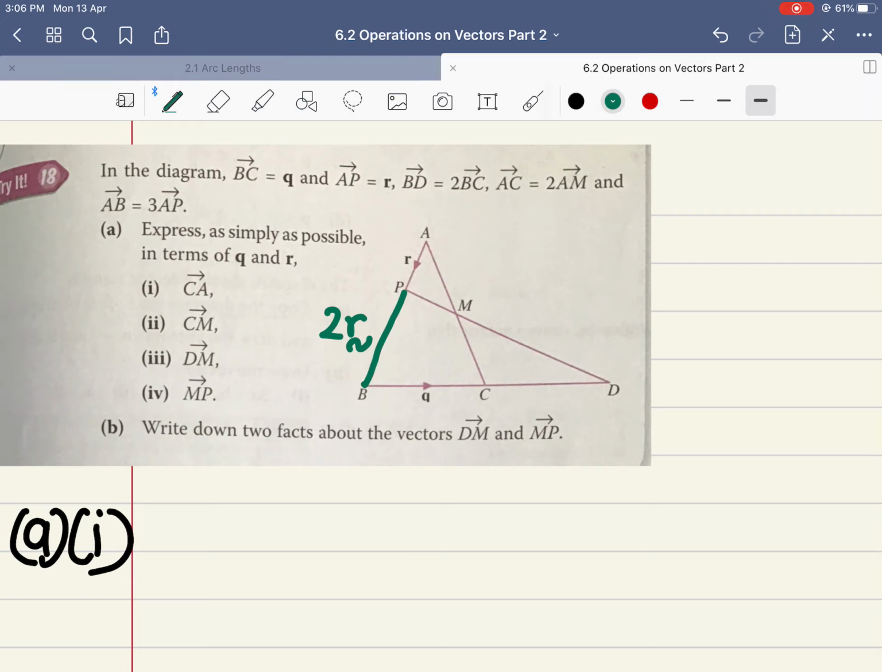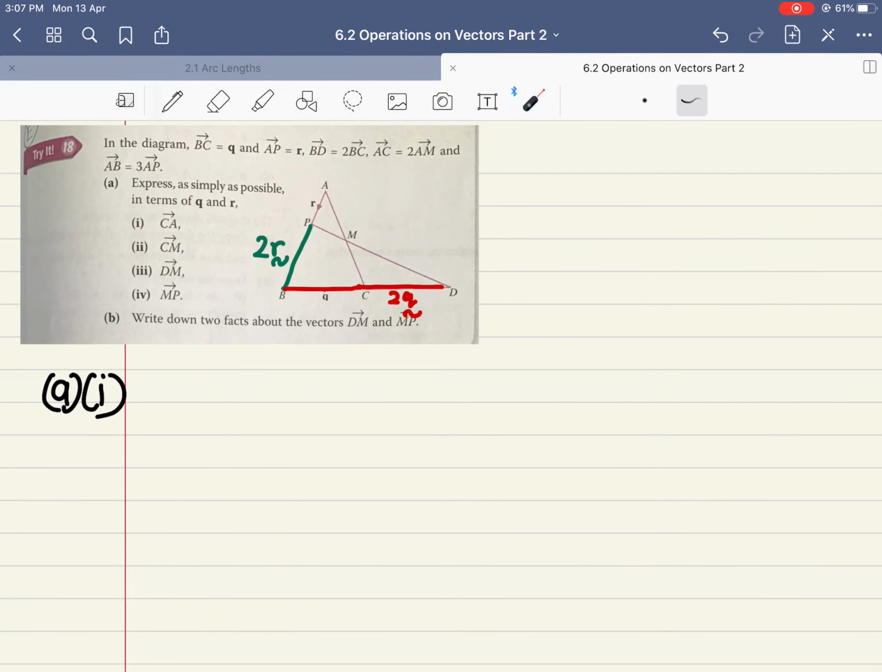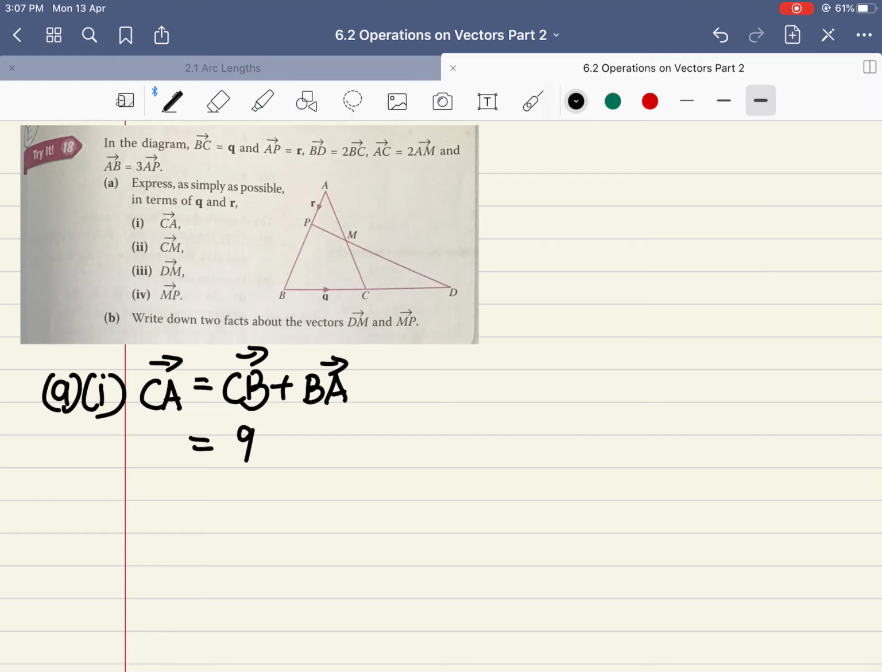Then I also know that AC is 2 of AM. That one I have no idea. BD is equal to 2 of BC. So if BD is 2 of BC, it means that this BC is Q, BD is also Q. So this whole thing here is 2Q. So what I've done here is fill in the information based on what I know, because we are going to need it pretty soon. Now let me just erase all of that. So now if I need to begin, I'll say that the vector CA is equal to the vector CB plus BA.